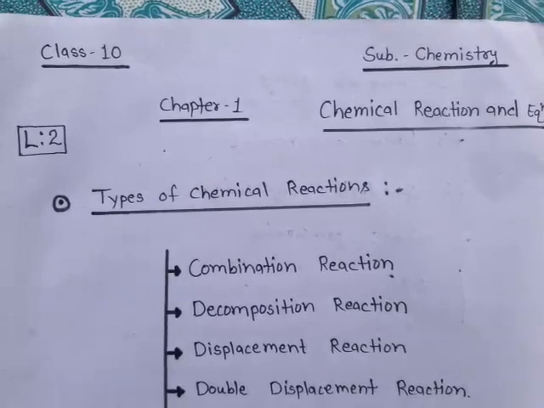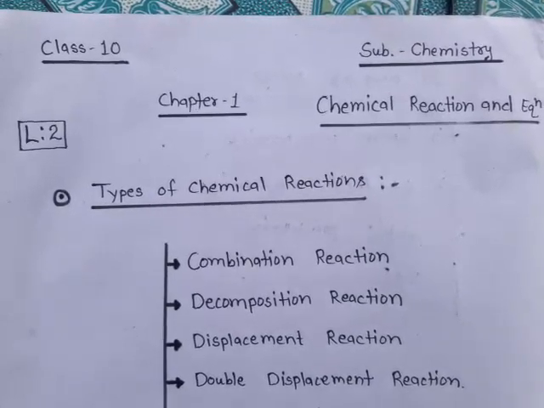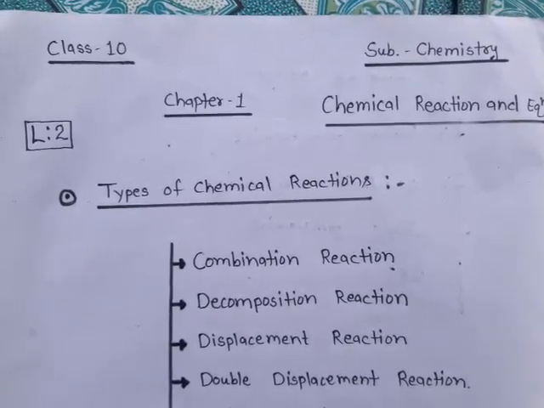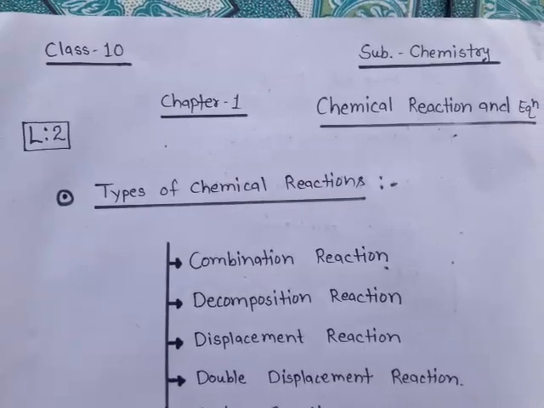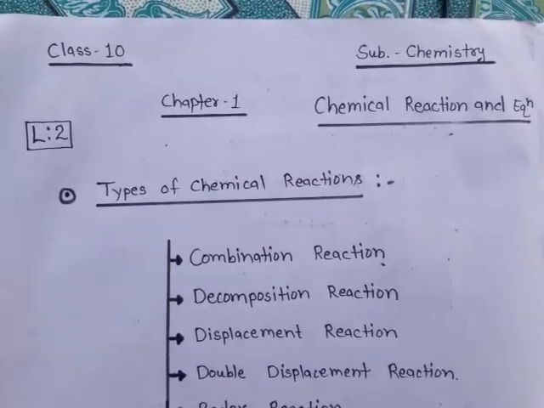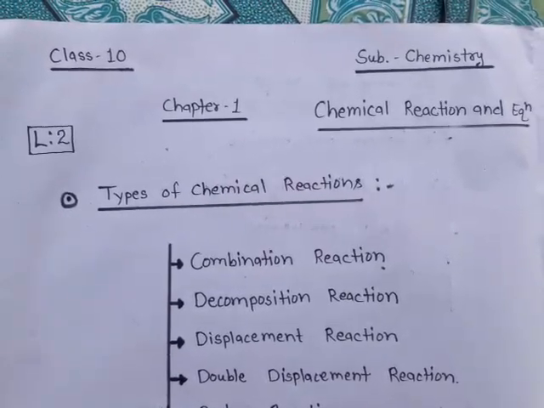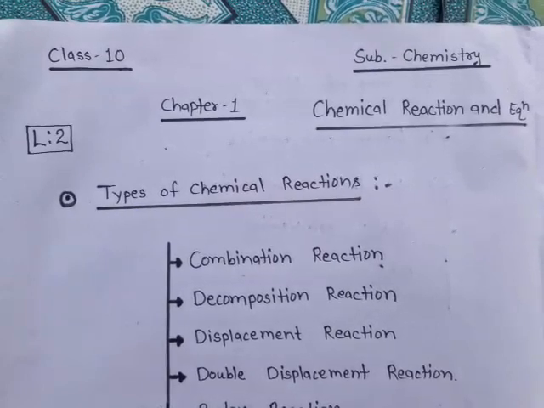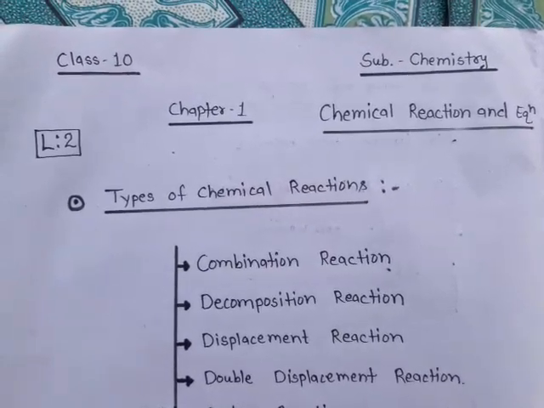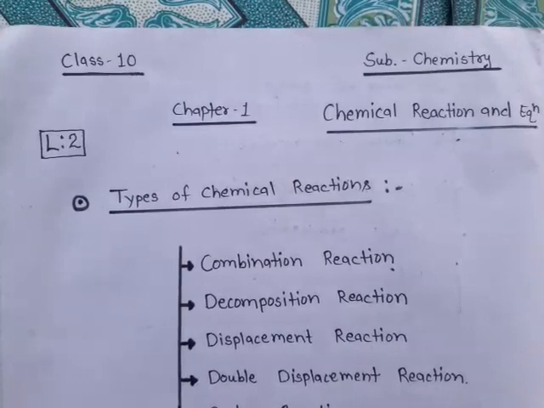Now start your first chapter, chemical reactions and equations. This is your second lecture of chapter one. In the previous lecture we studied chemical reactions and chemical equations. We also studied how to balance those reactions. Now here we study the types of chemical reactions.